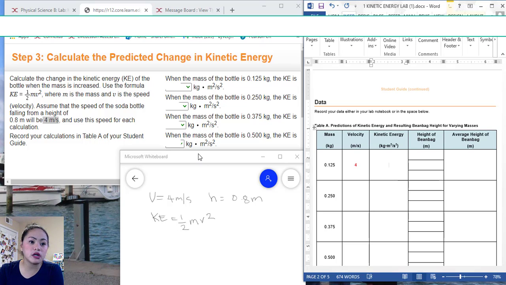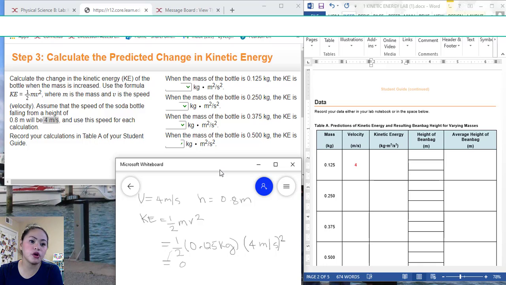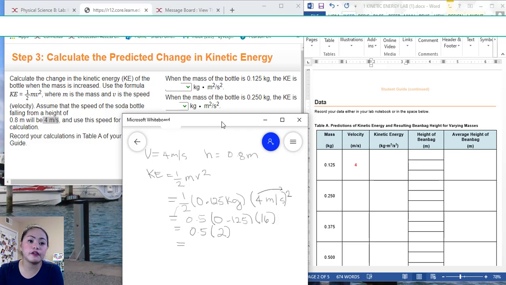All right. So right here it says 1/2, and our first mass is 0.125 kilogram, and then our speed was 4 meters per second squared. If you are comfortable using 0.5 instead of 1/2, that's okay. And then 0.125, and then 4 squared is 16. So do the exponent first, and then multiply the parentheses. And then 0.5 times 2, that means half of 2 is just equal to 1.